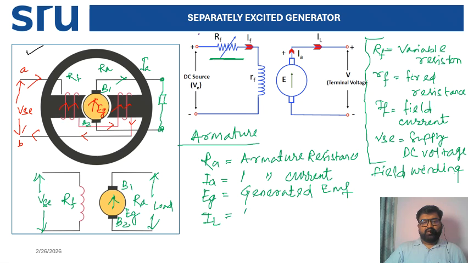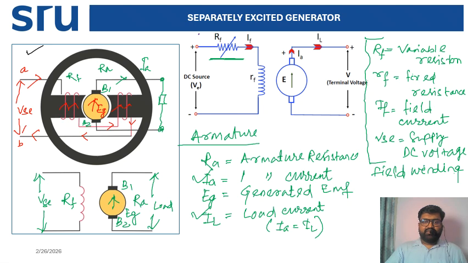Now load current. This is your load current. But one point you see: if you compare this armature current and load current, both are the same, because the same current is flowing across the armature and load. Then one point you keep in mind: in a separately excited generator, IA equals IL.